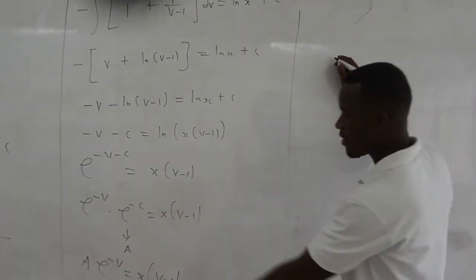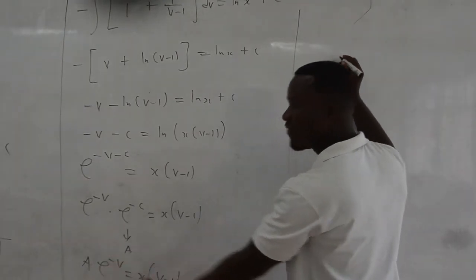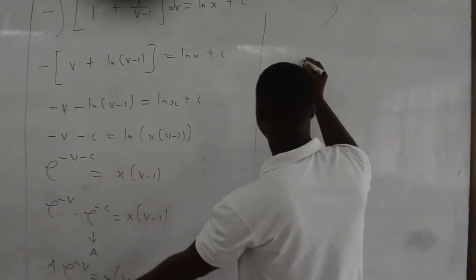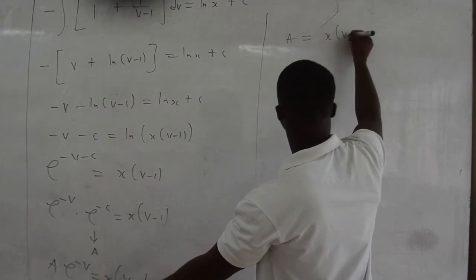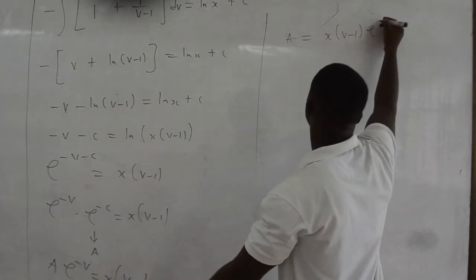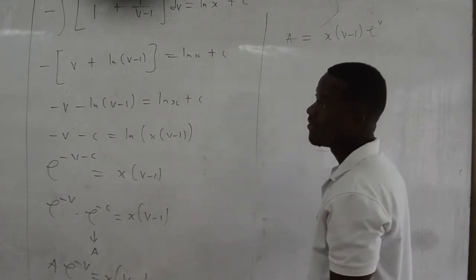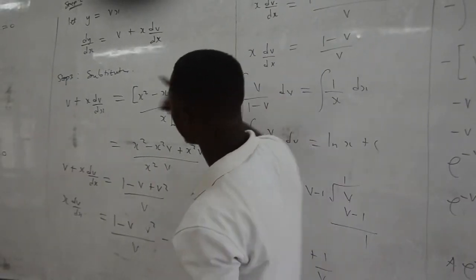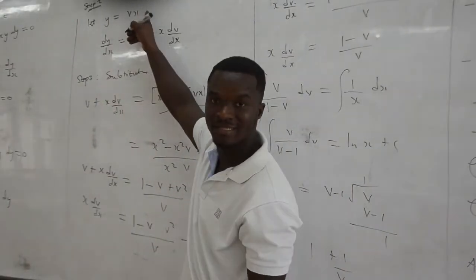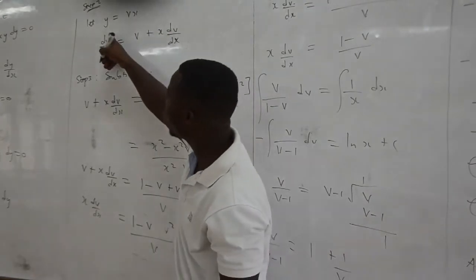So here, if I want to make A the subject, then I have to divide both sides by what? E exponent minus v. Then I'll have my A to be equal to x v minus 1 e exponent of v. But don't forget, we left something to be represented. Don't forget, you let y to be equal to what? Vx. So here, y is equal to vx.